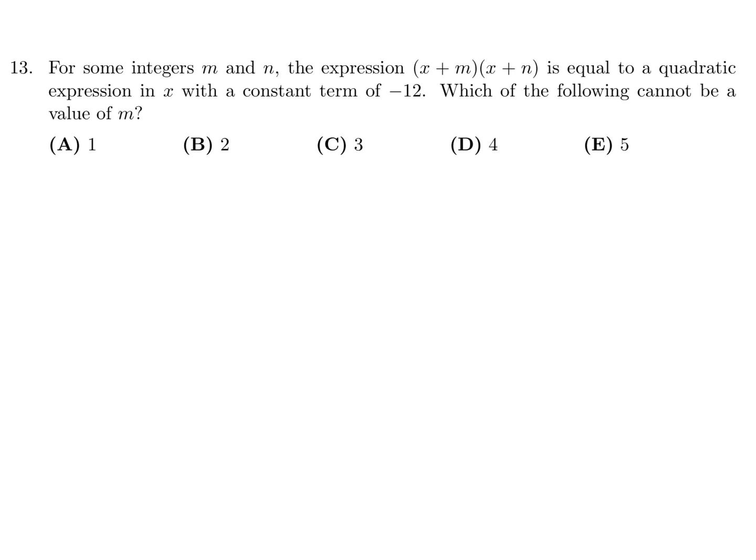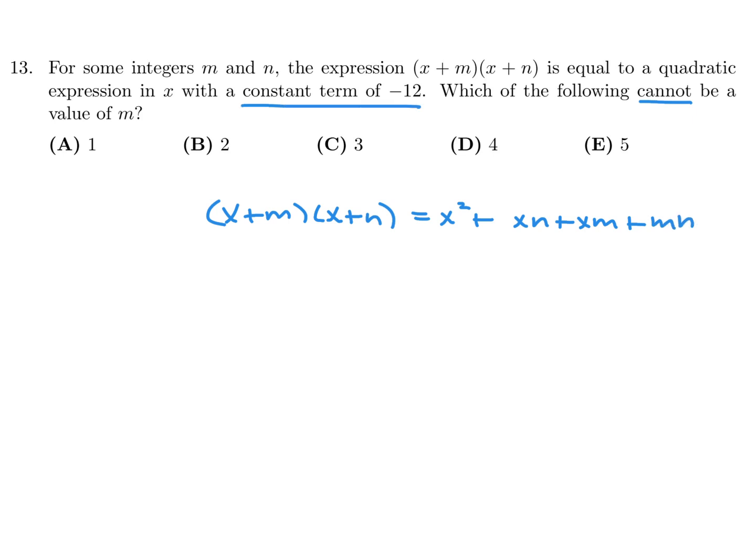For some integers m and n, the expression (x plus m) times (x plus n) is equal to the quadratic expression in x with the constant term of negative 12. Which of the following cannot be the value of m? Let's expand that first, and let's see what we get. So we get x squared plus xn plus xm plus mn. So the constant term of minus 12 is referring to this guy. So that means that mn is equal to minus 12.